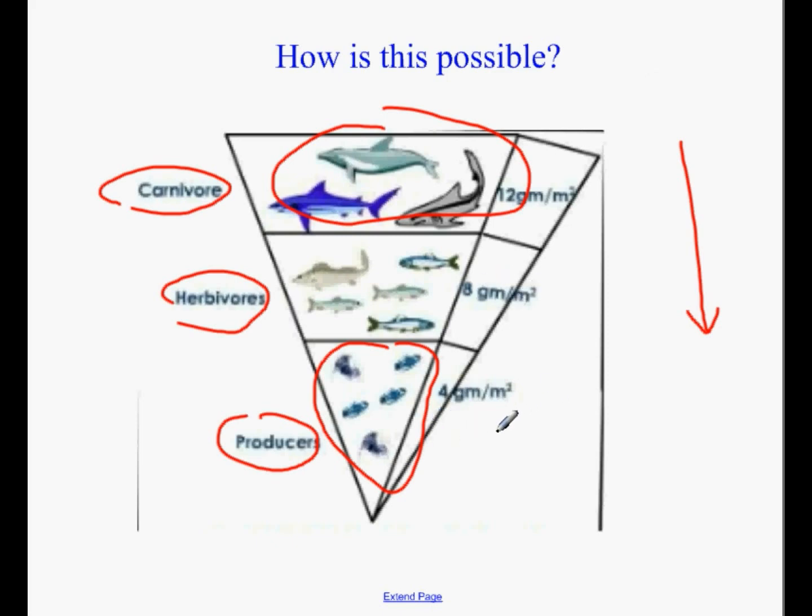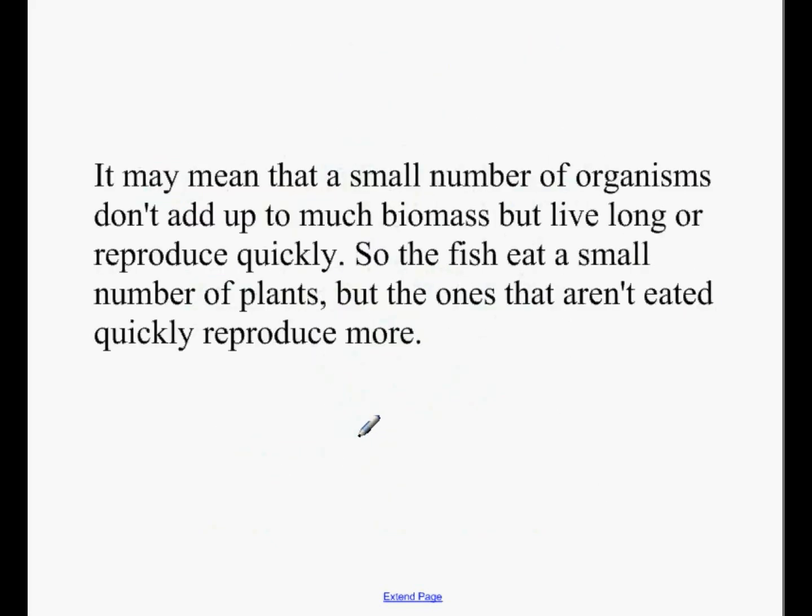We're still only passing 10% of energy as we go from here to here, and only passing 10% of energy over here to here, but the biomass of the sharks is much bigger than the biomass of the producers at the bottom. How could that be possible? Okay, this is a level 3 kind of question. We got to kind of think about the biology here. Here is one possible explanation.